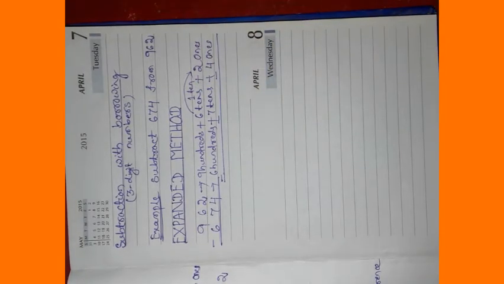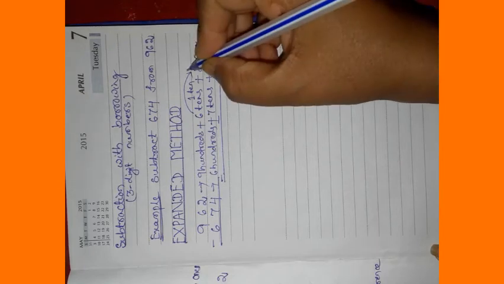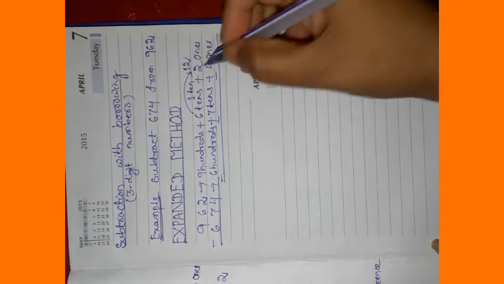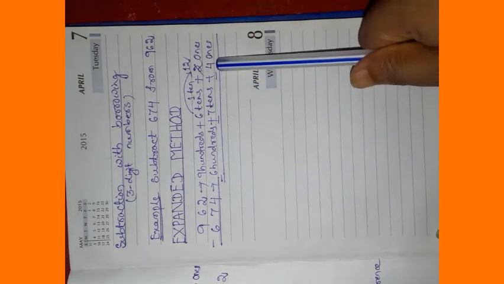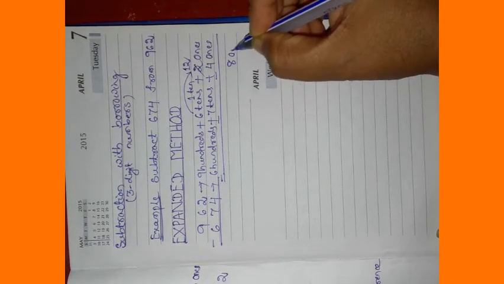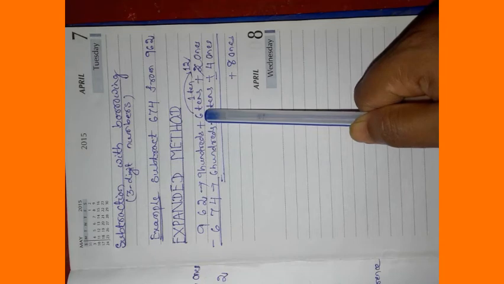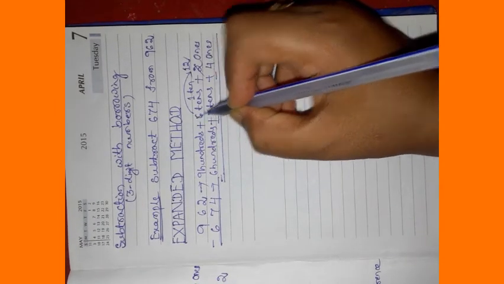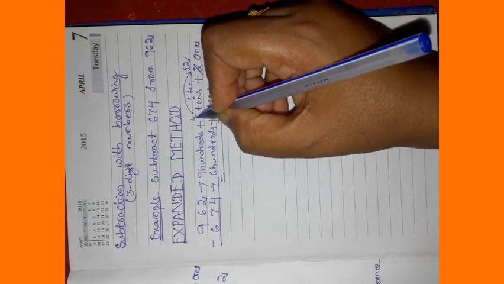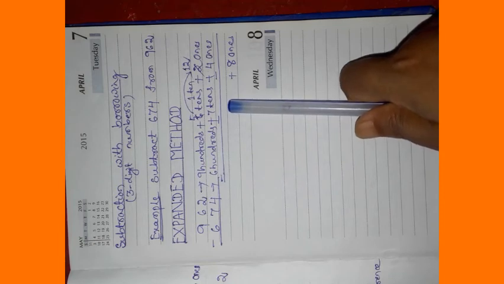1 ten. We know that 1 ten equals 10 ones. Here it is 2 ones plus 10 ones equals 12 ones. Then subtract 4 ones from 12 ones. It is 8 ones. Then how many tens are left here? 5 tens are left. Now subtract the digits in the tens column.